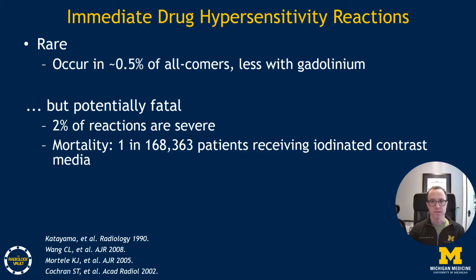Immediate drug hypersensitivity reactions are fortunately rare. They occur in about 0.5% of all comers, and even less with gadolinium. But they're potentially fatal, and 2% of reactions are severe. There's an estimated mortality rate of 1 in about 170,000 patients that receive iodinated contrast media.